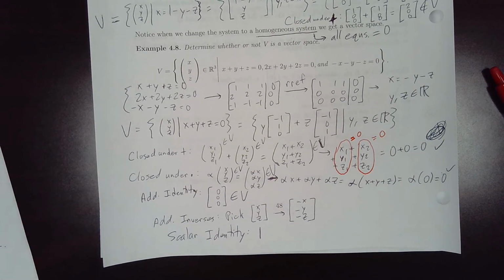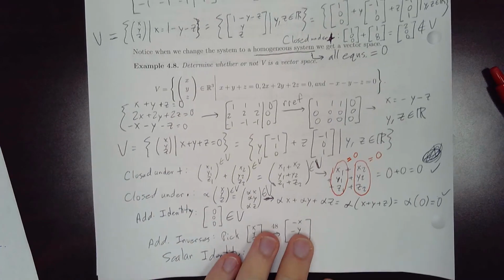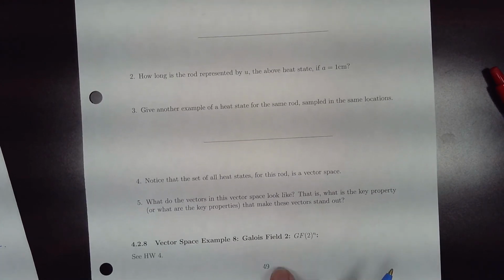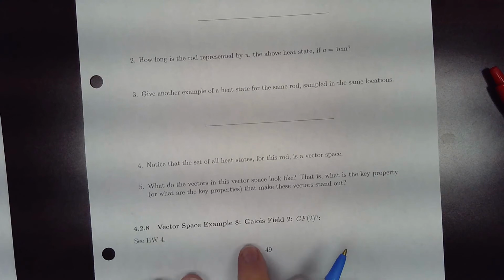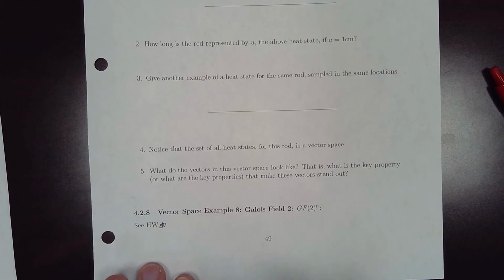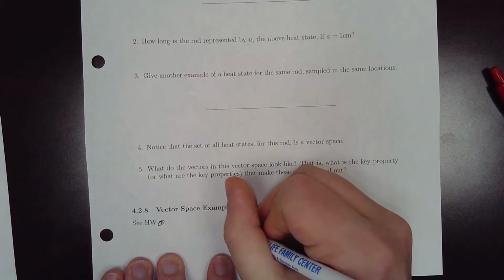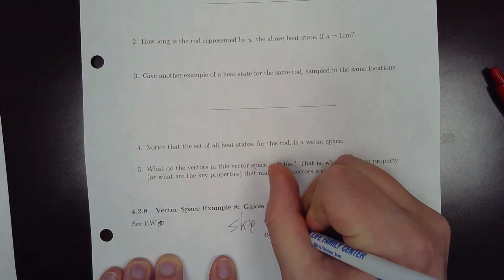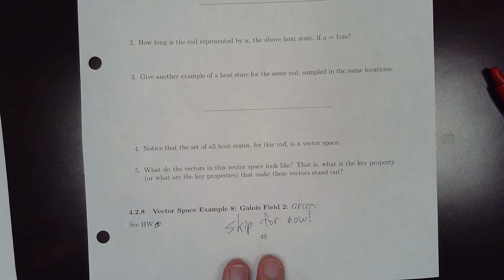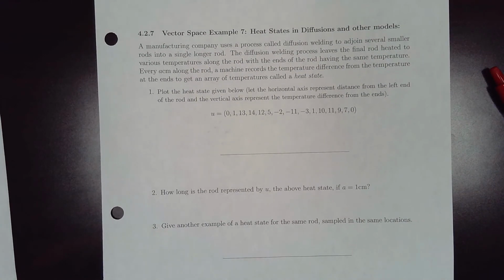Great. So I have one more vector space that I want to share with you guys, and then I think you guys will have plenty of examples of vector spaces to worry about. I want to point out at the bottom of this next page, there is an example vector space of the Galois field. This will hopefully be on a homework eventually as extra credit, but we're going to skip it for now. It's kind of cool. It helps think about binary a little bit. But the last vector space we're going to talk about is the heat states in diffusion and other models.